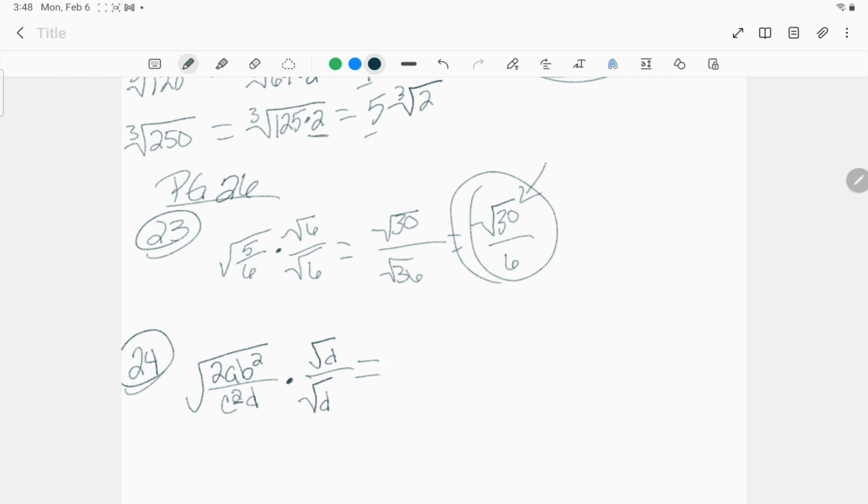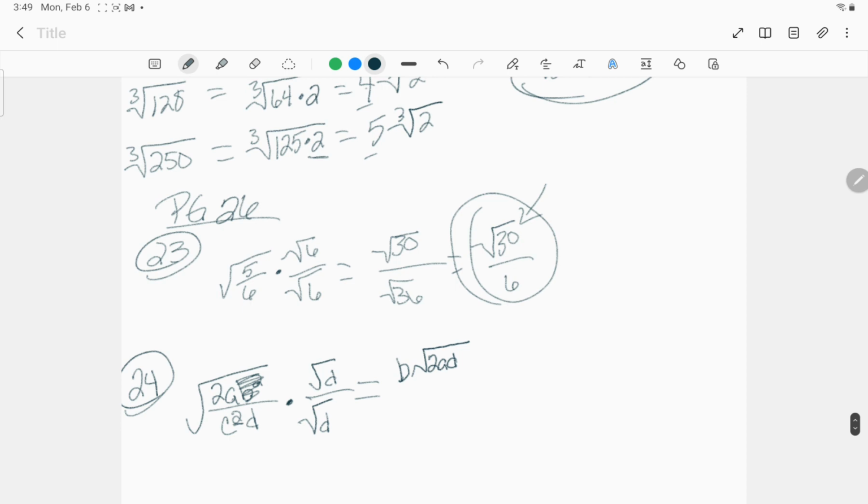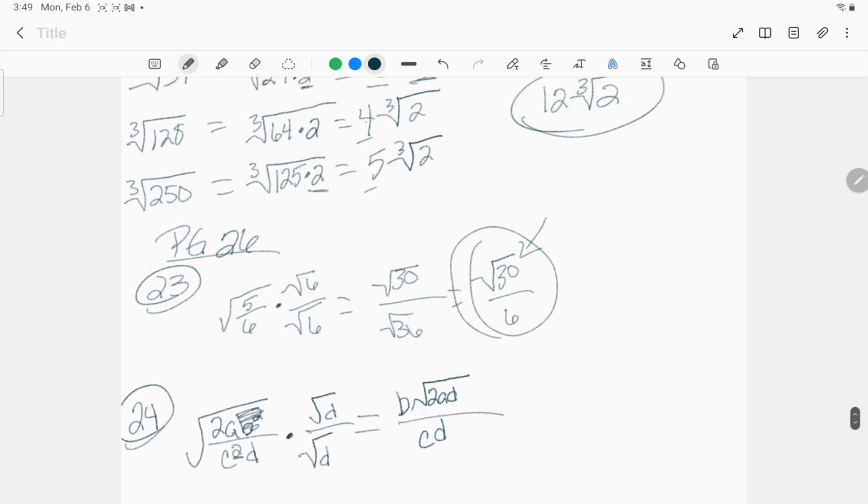All right, so now I'm going to simplify this. I have a b squared here. The square root of b squared is b, so I'm going to go ahead and bring that b out, and that gets rid of that. There's no square root of 2, there's no square root of a. 2ad all over cd.